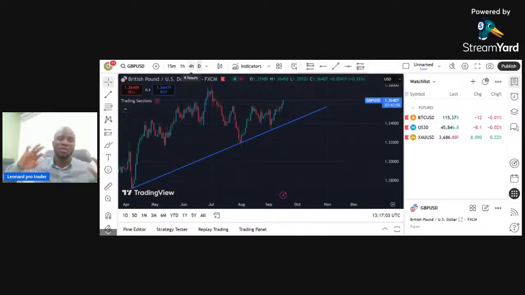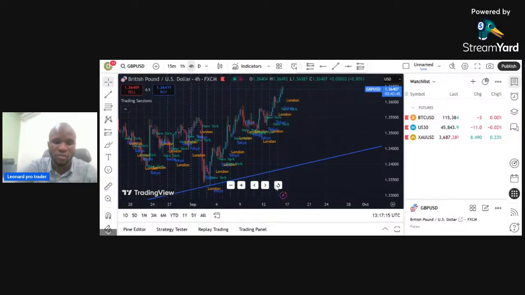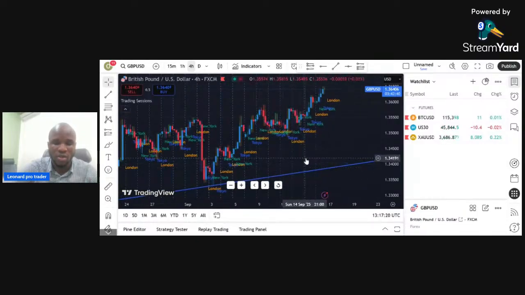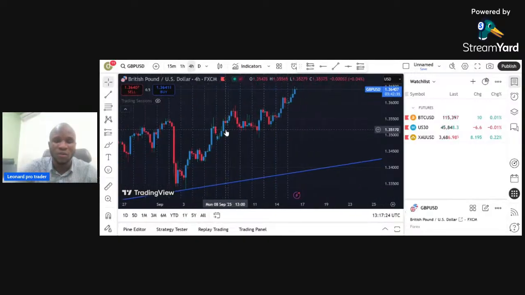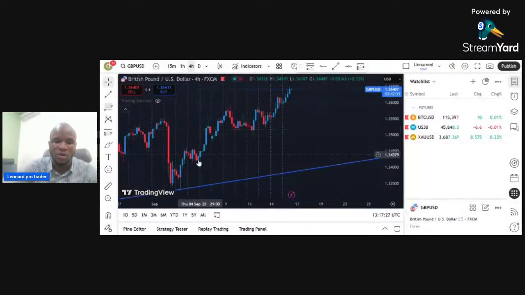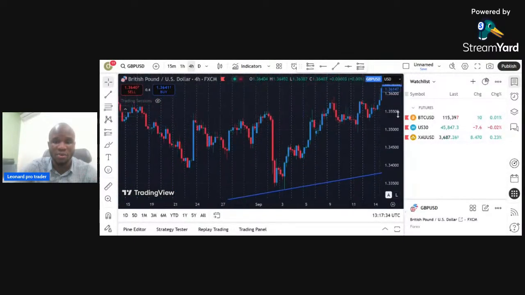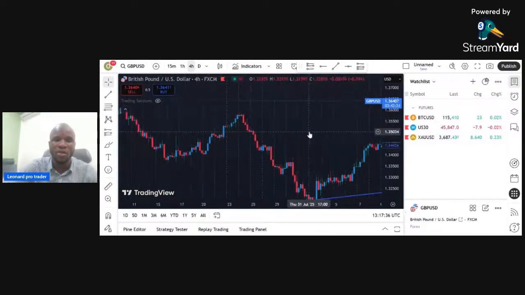So now I know the overall direction of the market is an uptrend. The market has been bullish, it's been going up. The next thing is to come to the 4 hour time frame. So now this is the 4 hour time frame. You see that it confirms and aligns with what we saw on the daily time frame. The market has been going up for the longest time.